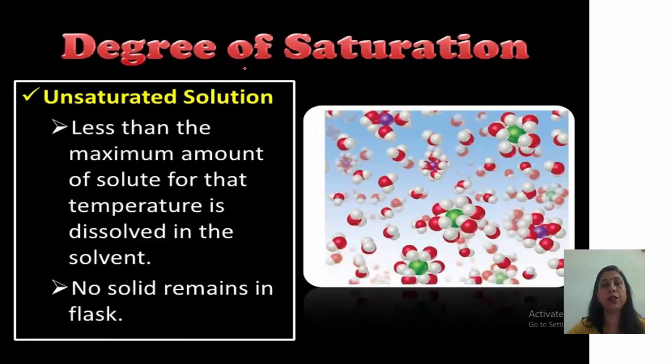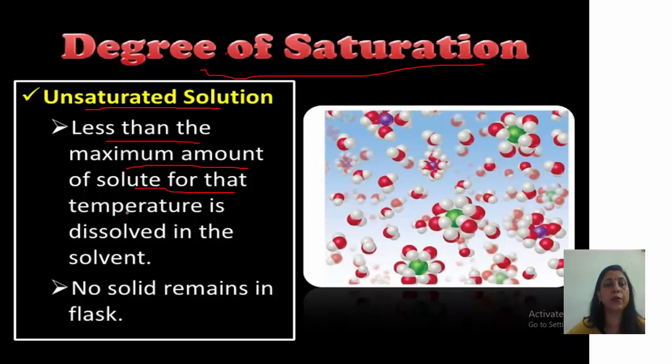Now, degree of saturation. On the basis of the degree of saturation, solutions are unsaturated and saturated solutions, as we have learned earlier. In an unsaturated solution, less than the maximum amount of solute for that temperature is dissolved in the solvent. Means we can dissolve more and more solute in that solvent. There is a chance of dissolving more, and no solid remains in the flask. So this is an unsaturated solution.